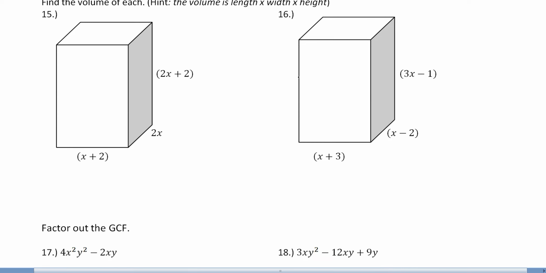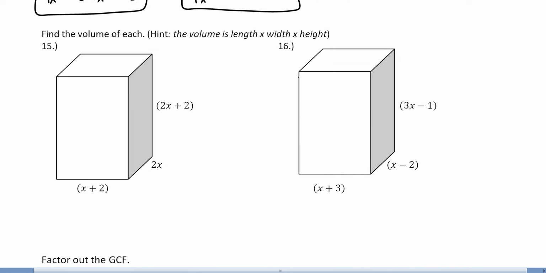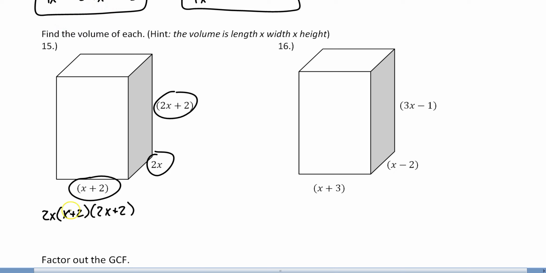Here we want to find the volume. Volume is just length times width times height. And it doesn't matter what order you do those things. So basically, if I've got my length and my width and my height listed here, I just multiply those three things together. So I'm going to do the 2x times the x plus 2 times the 2x plus 2. All right? And again, it doesn't matter what order we do it in. I prefer always to multiply the binomials first when I'm in this situation. So I'm going to distribute the x and then distribute the 2.